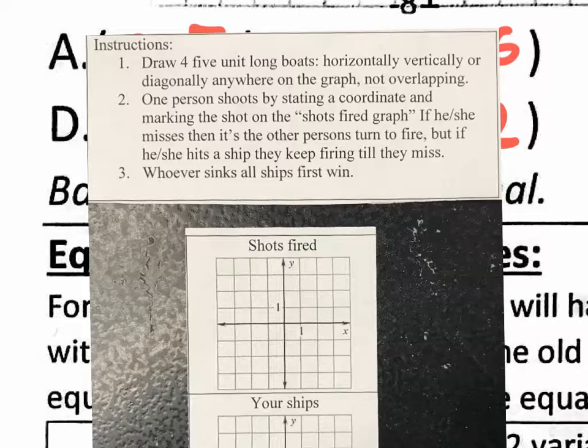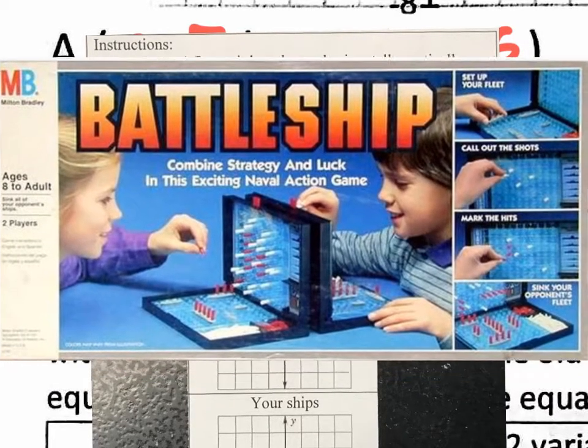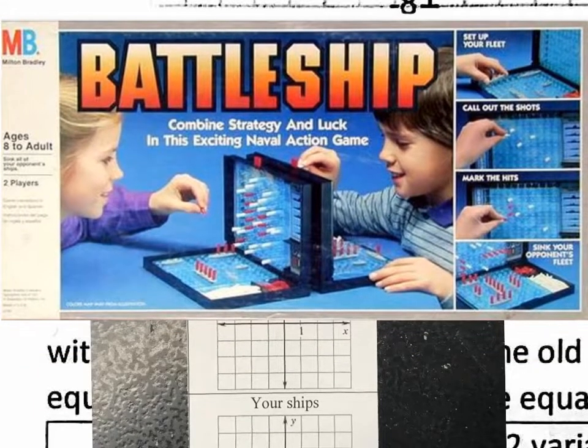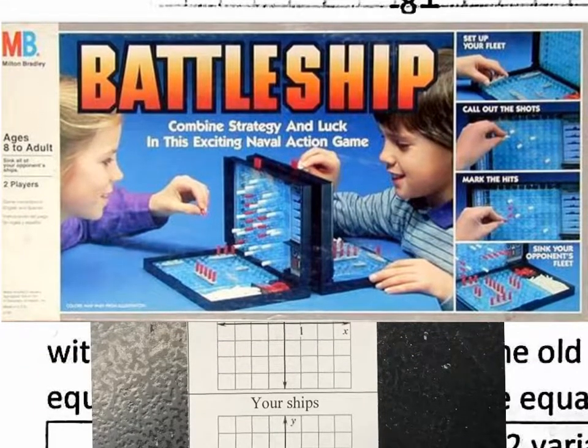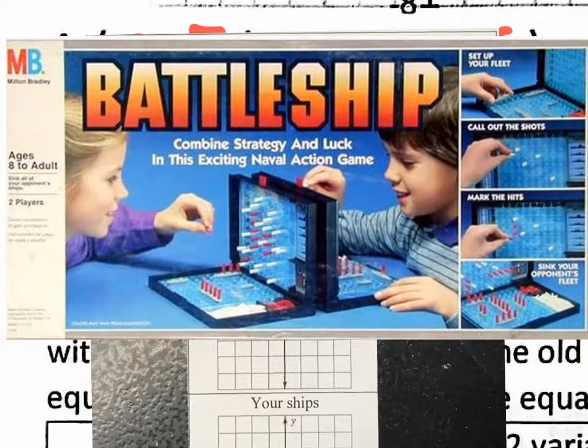You guys ever played Battleship before? Yeah? So here's a picture of the box of the Battleship game that I probably played when I was a little kid many, many decades ago. The way this works is, in this game, they give you little plastic ships and you put them on a grid and the other person can't see them. So you're going to do the same thing. You're going to put something between you guys and you're not going to be able to see each other's ships.